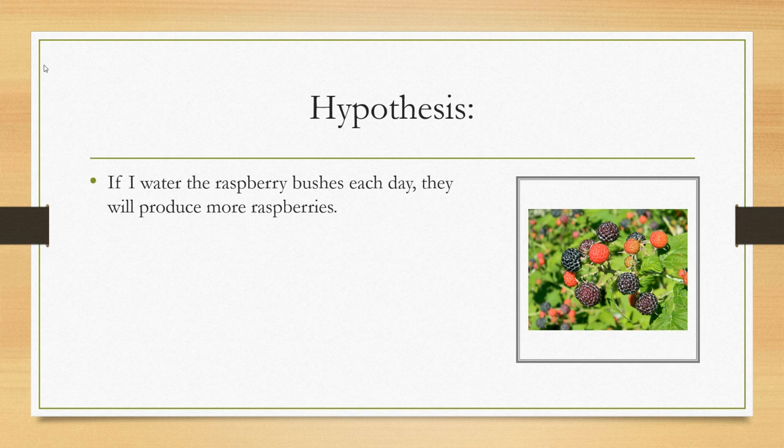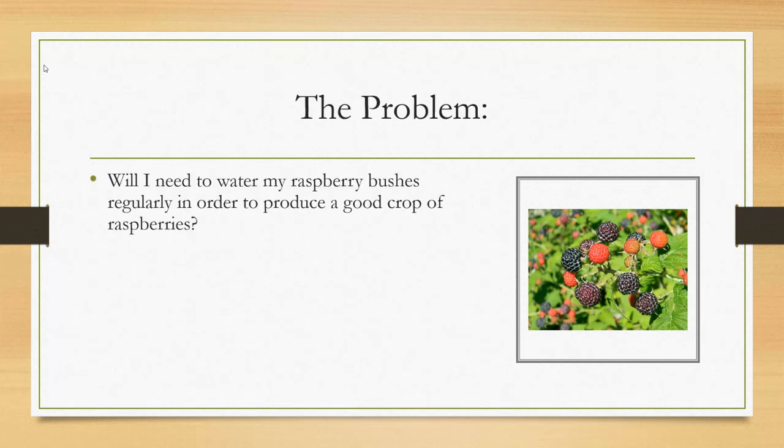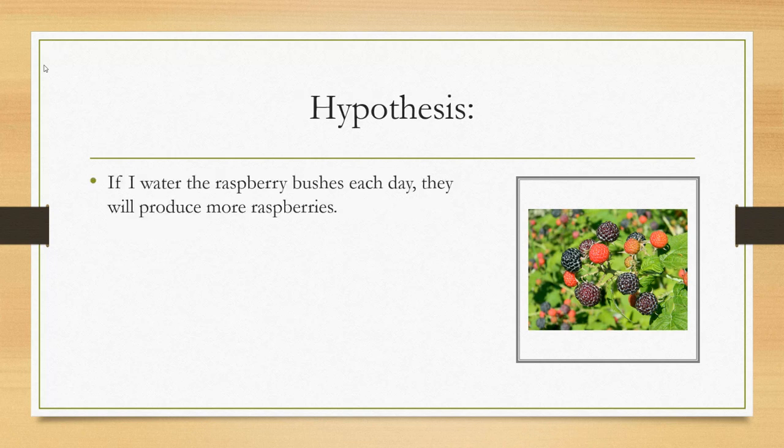Well, this is the hypothesis that I came up with. So if yours is similar, good job. My hypothesis is if I water the raspberry bushes each day, they will produce more raspberries. That's my prediction. And that's answering my question, right? Will I need to water my raspberry bushes in order to produce a good crop of raspberries? And the hypothesis, if I water the raspberry bushes each day, they will produce more raspberries. That's my hypothesis. So now that we have the hypothesis, we need to test the hypothesis with an experiment.